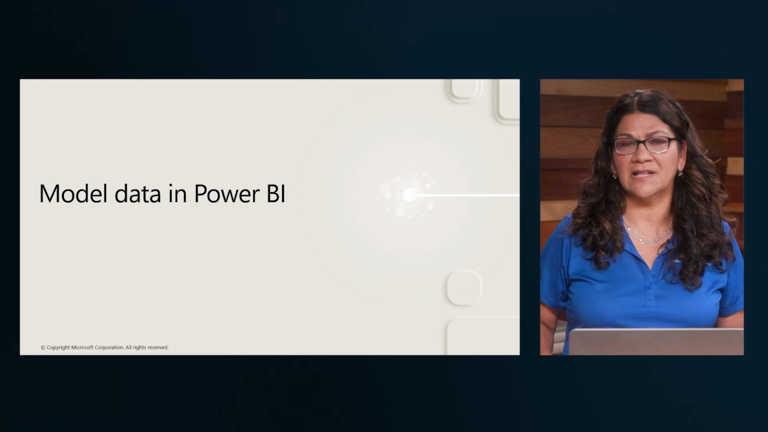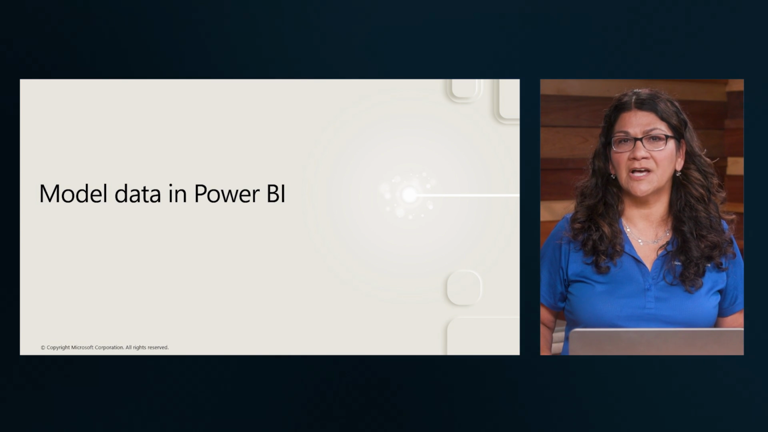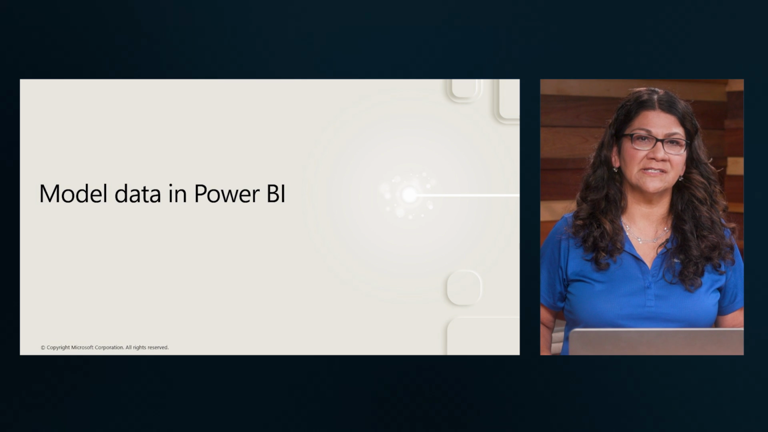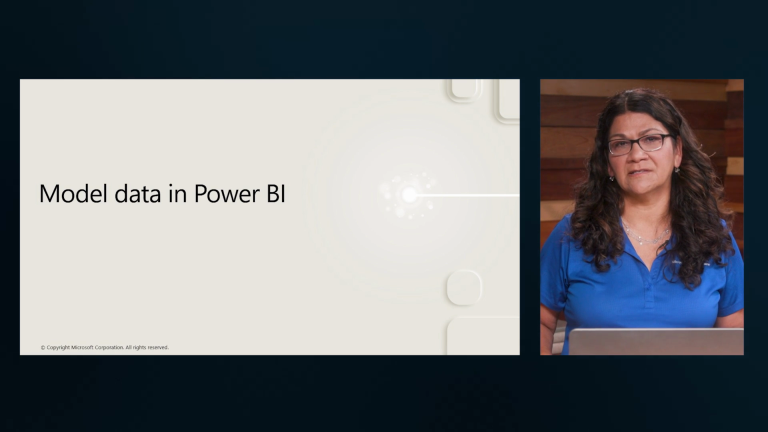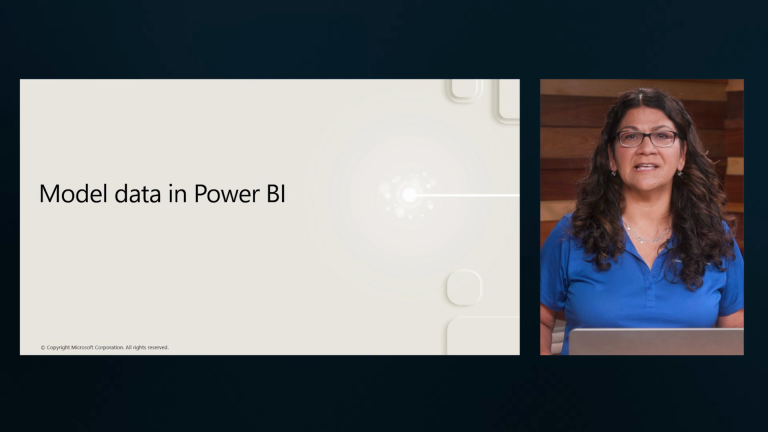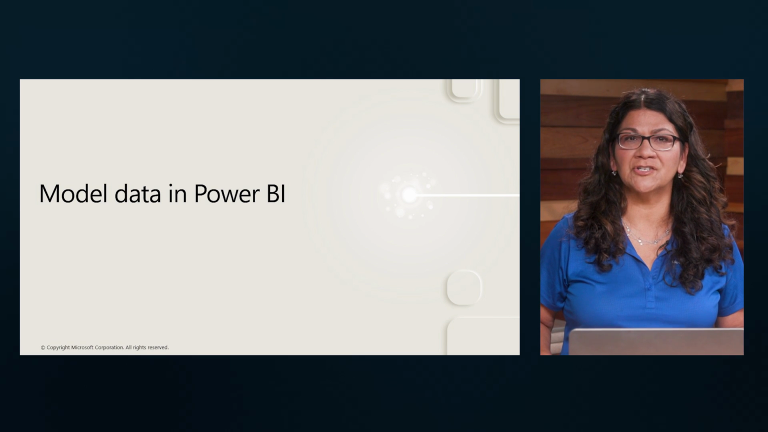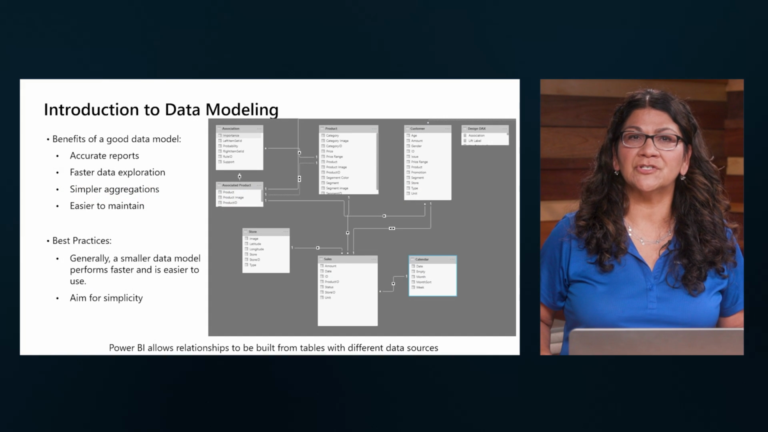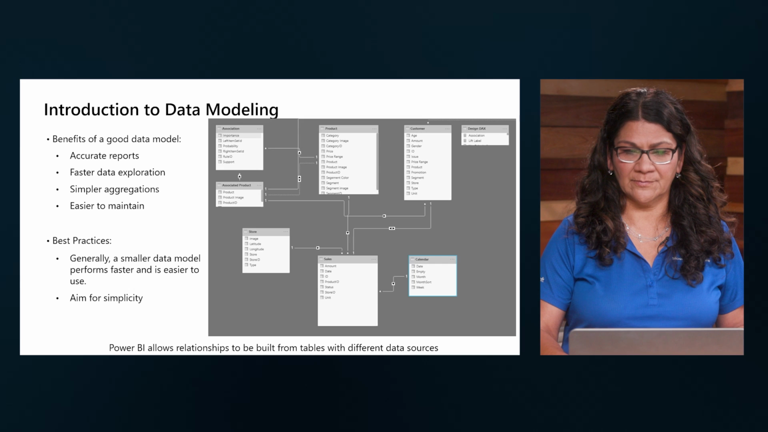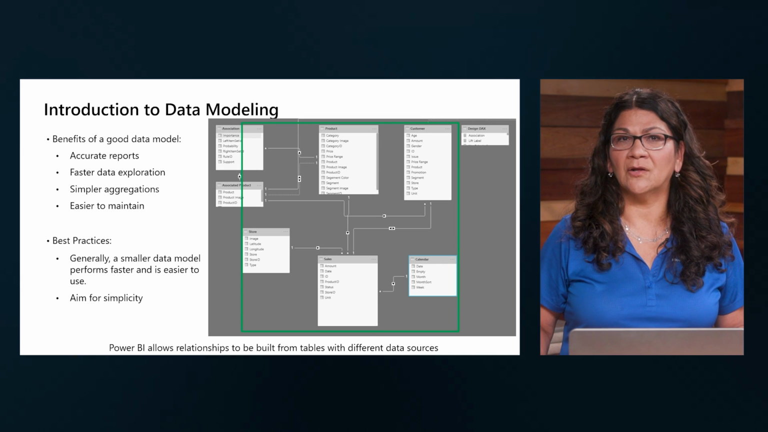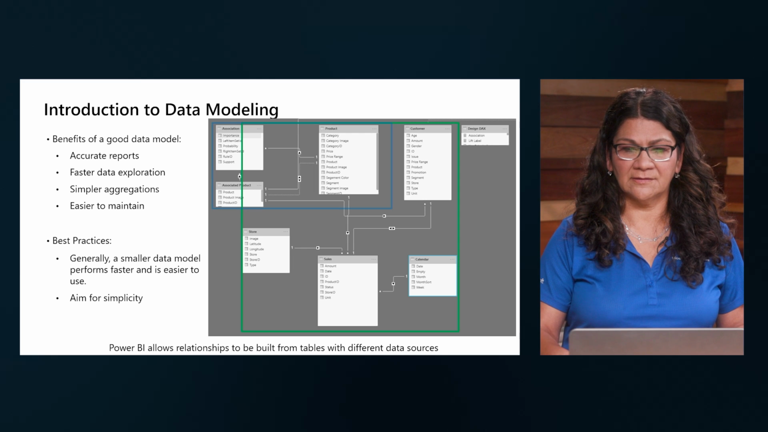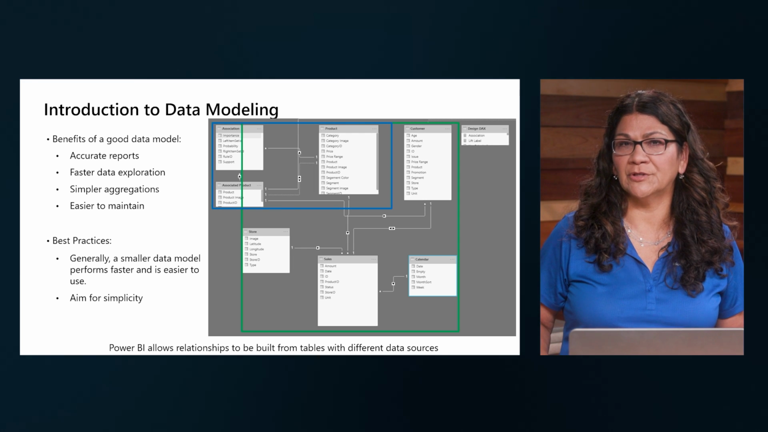Let's do an introduction to data modeling, and specifically talk a bit more about some of the benefits and best practices involved with this process. The biggest benefit of data modeling is accurate reports, along with using a denormalized star schema to get very fast query results. As a general rule, our best practice tip is to initially have a data model as small and simple as possible. This diagram shows a denormalized star schema and also a snowflake, highlighted here in frosty blue.